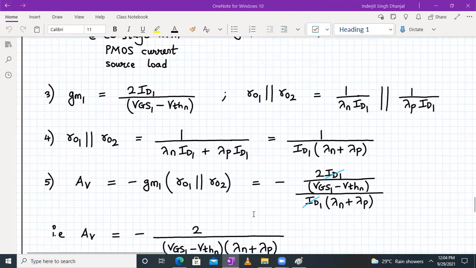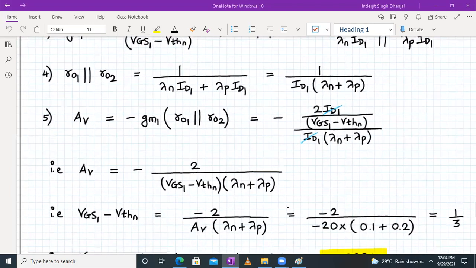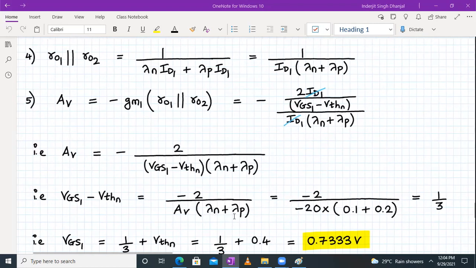So from here, if you see, ID1 gets cancelled out. And your voltage gain formula becomes AV is equal to minus twice divided by VGS1 minus VTHN into lambda n plus lambda P, right? And here we rewrite in the form of VGS1 minus VTHN because VGS is unknown. Rest all the terms are known to us. So VGS1 minus VTHN will be equal to minus twice divided by AV into lambda n plus lambda P. AV is given as minus 20, lambda n is 0.1, and lambda P is 0.2.